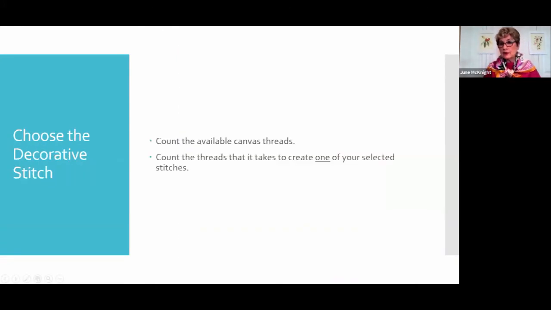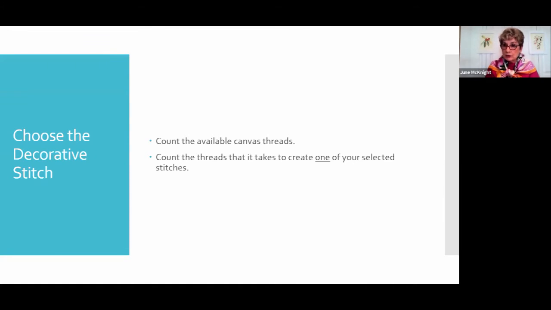Okay, so now let's get down to the nitty gritty here. How in the heck are you going to choose the right decorative stitch? Well, hang on now, because the first thing I'm going to tell you is you got to do some math. We're artists, we don't like math, but hang on. The first thing you need to do is determine in the area that you're going to be working, count the canvas threads across. How many do you have available to create this stitch? Count the threads that it would take to create one of your, let's say you selected that you want to make maybe a mosaic in that area. It's a square, and mosaics would really look like it's a little quilted jacket.